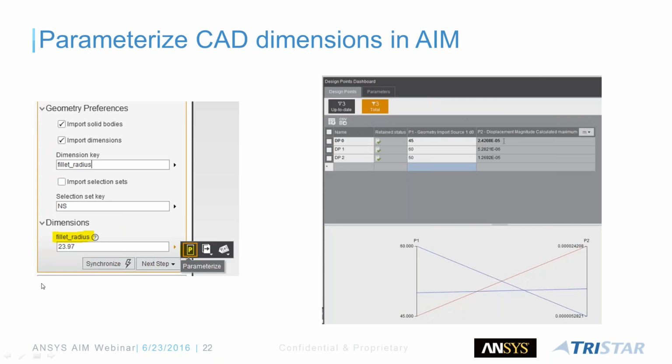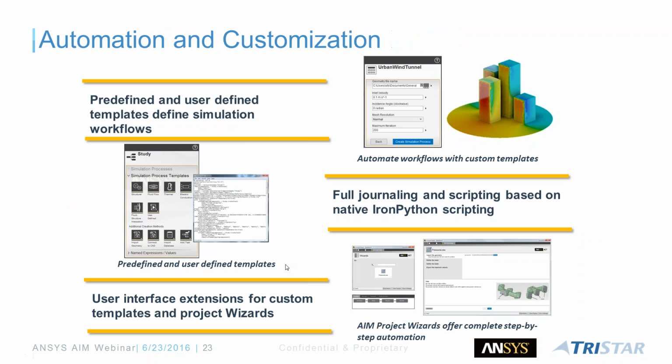And of course, the ultimate goal of all this is, as you can see, I've exposed the fillet radius here from my Creo model, and I've parameterized it. So the whole point of parameterizing CAD dimensions is essentially creating a design checkpoint, right?